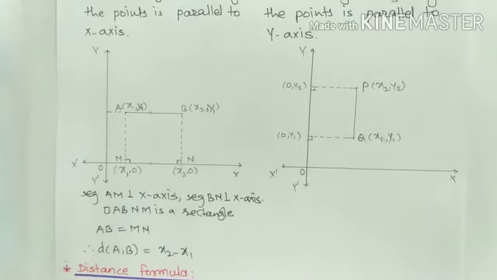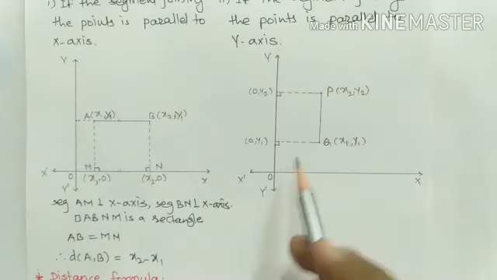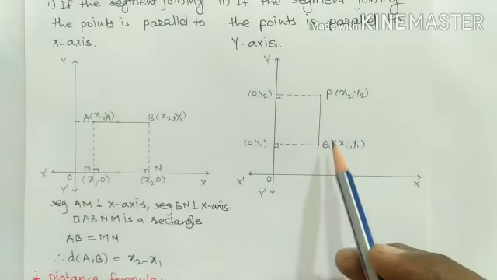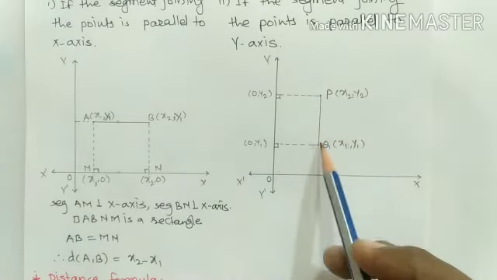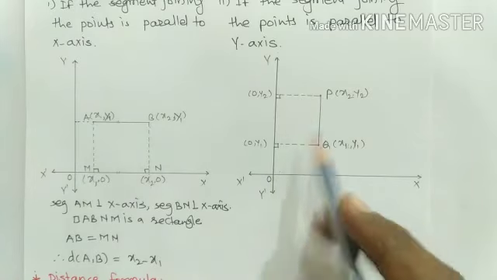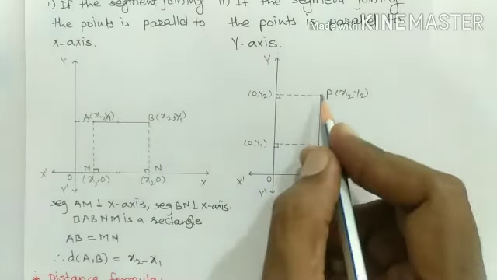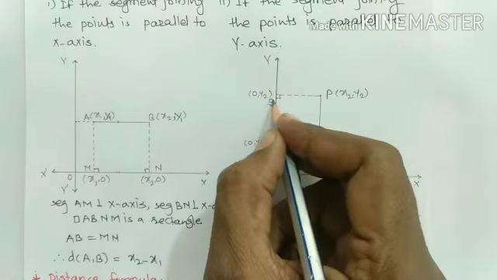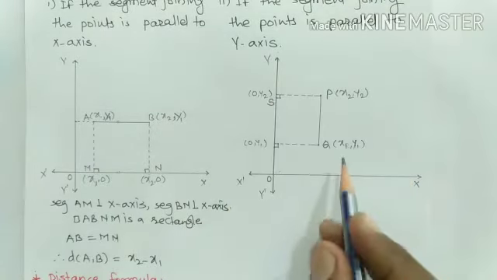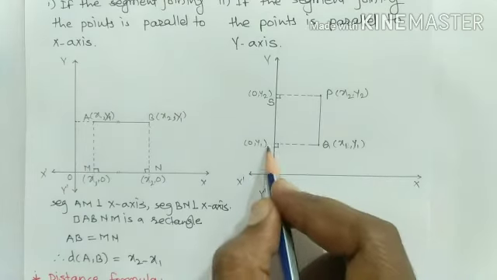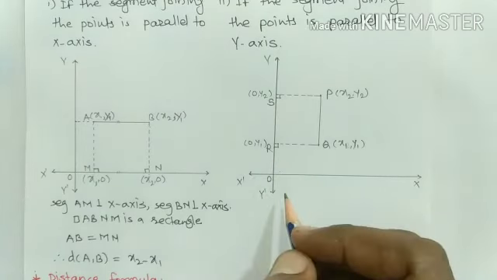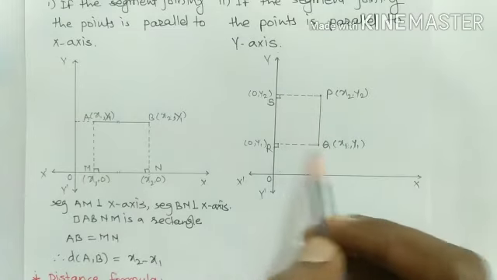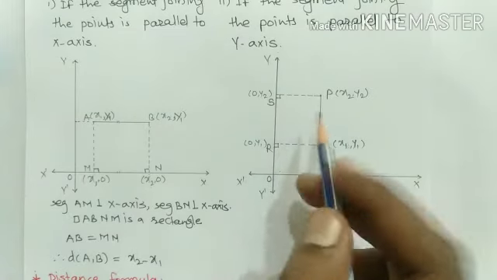Now in the same way, in the second condition, point P and Q are taken. The segment joining these two points is parallel to the y-axis. First we draw the perpendicular from point P to the y-axis. Say it is PS, this PS is perpendicular to the y-axis. Then QR is perpendicular to the y-axis. Here the quadrilateral formed, that is quadrilateral PQRS, is a rectangle.